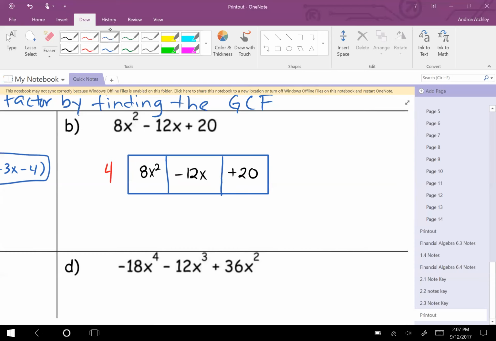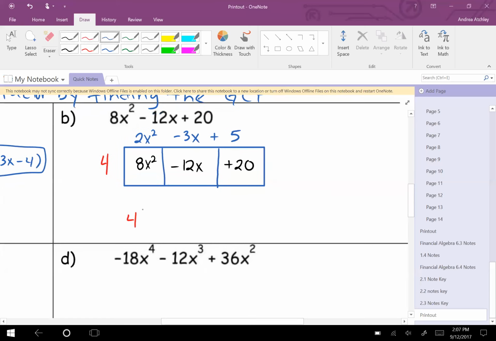So then we factor out 4. 8 divided by 4 is 2, and then x squared. And then negative 12 divided by 4 is negative 3x. And then 20 divided by 4 is 5, and it's a positive 5. Any questions over that? So we have 4 times 2x squared minus 3x plus 5. Those are my factors of the 8x squared minus 12x plus 20.